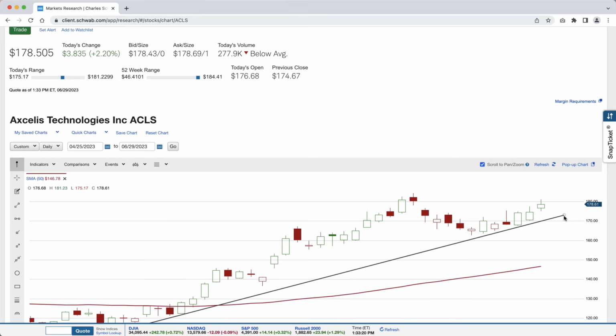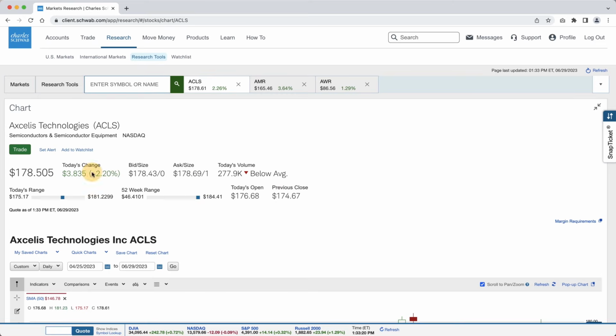Let's make this real and go back to the site and place our example trade. Here we are on a now familiar stock's profile page with ACLS, and we have a stock that meets all of our fundamental criteria. It's recently given a buy signal of green candles following a pullback towards support. So to place that sample trade, we're going to go up and click the trade button.